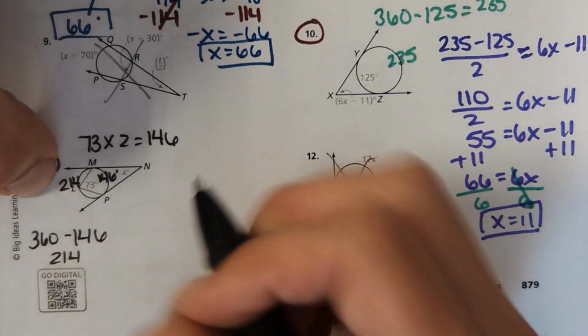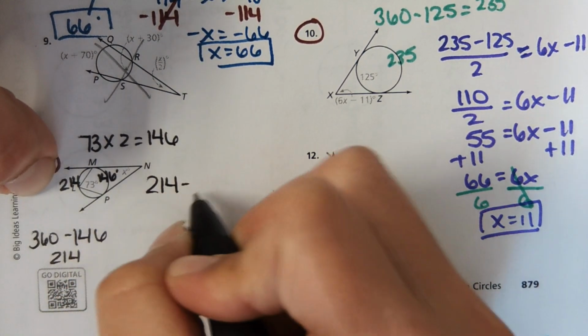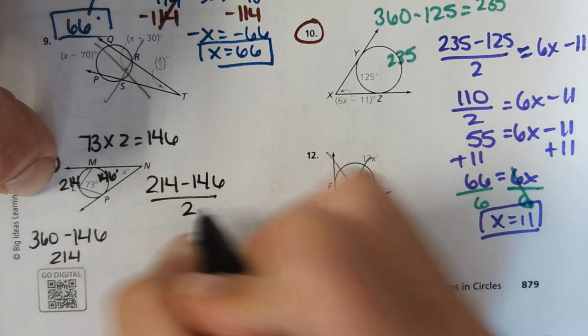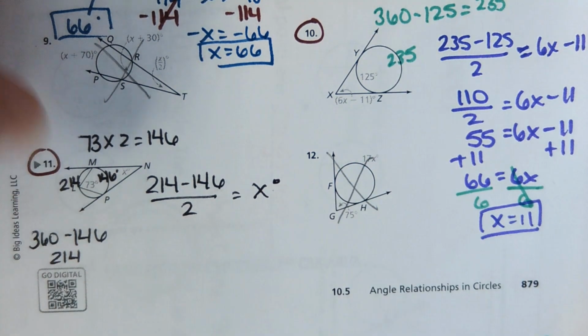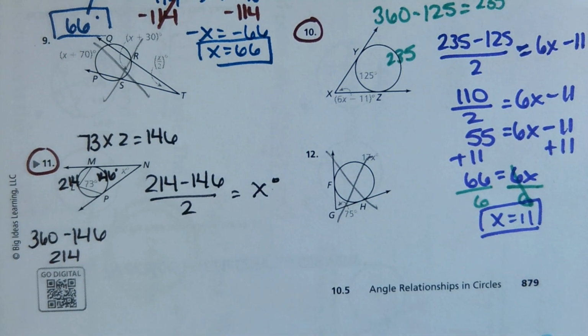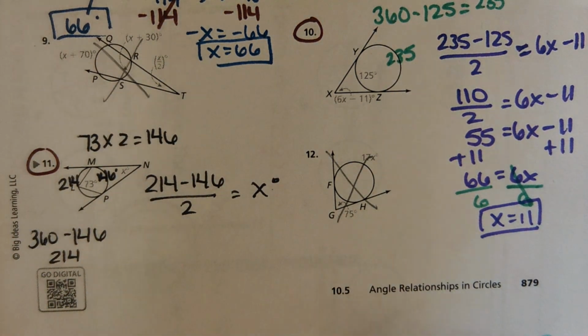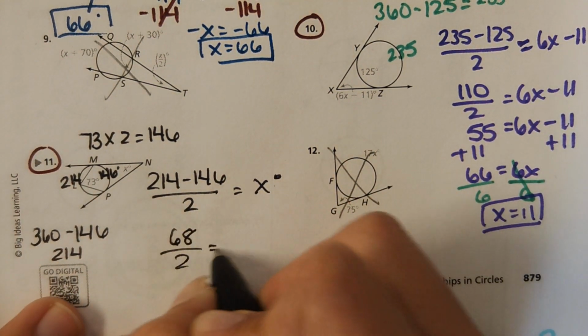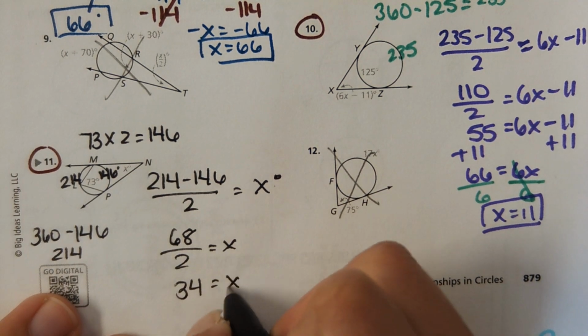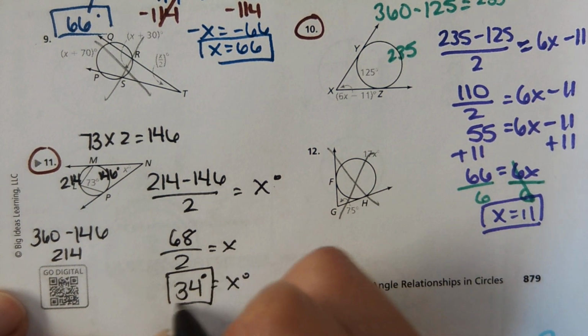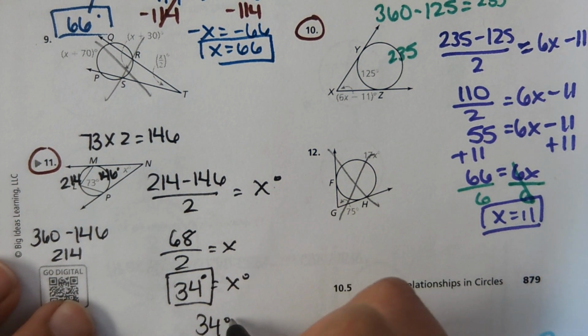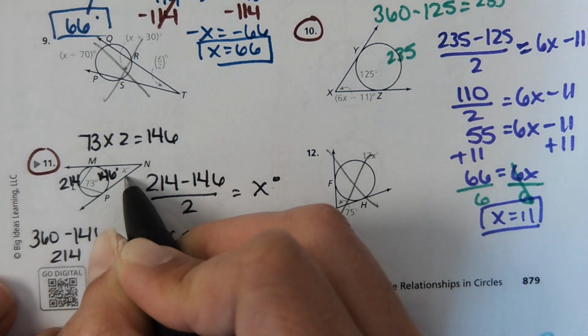Okay, so then we can do big arc 214 minus small arc 146 divided by 2 equals x degrees. So 214 minus 146 divided by 2. Okay, so this equals 68 divided by 2. 34 equals x. So 34 degrees is this angle.